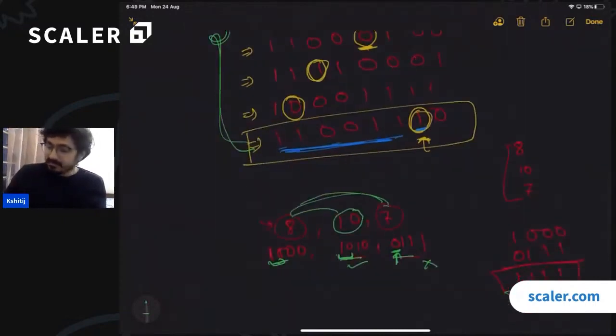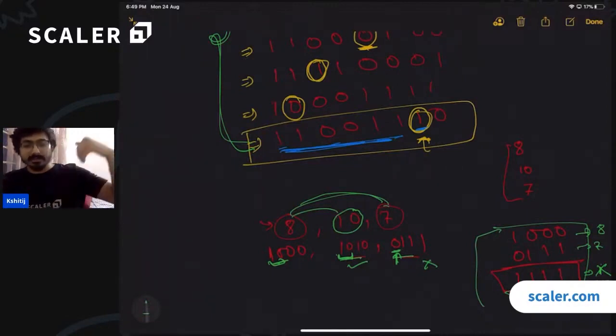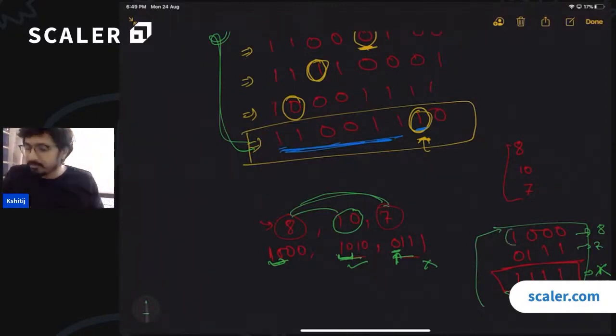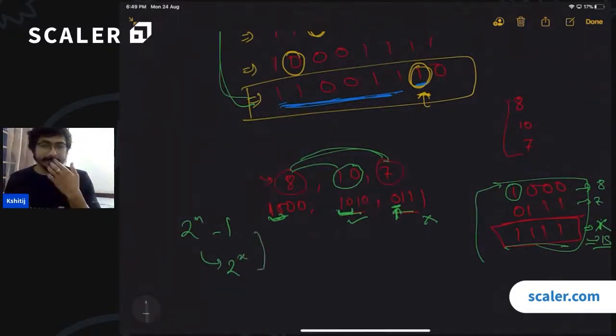No, Tuhina, I just gave you an example, right? 8 and 7 are consecutive numbers and they are not giving 1. This is not 1, this is 15, right? So the observation that you are making can be correct only in those cases where you are not adding a new digit. If you are switching from a number of the form 2 raised to power n minus 1 to 2 raised to power n, in that case you will be getting a very large XOR value.